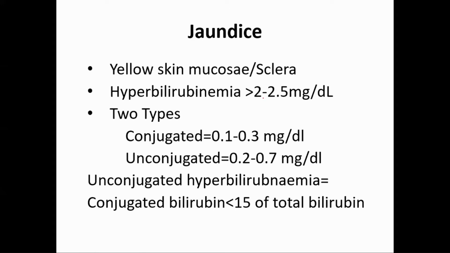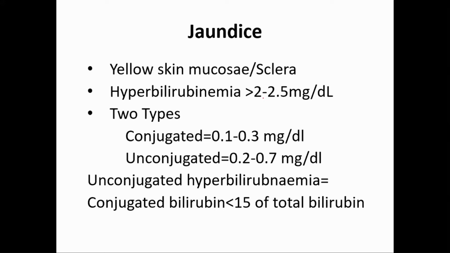When we examine, we see it in the sclera, that is the eye, or the base of the tongue, oral mucosa, and skin color. So that is the clinical definition of jaundice. Biochemically, it is called hyperbilirubinemia: more than 2 or 2.5 milligram per deciliter of serum bilirubin is called hyperbilirubinemia or jaundice.